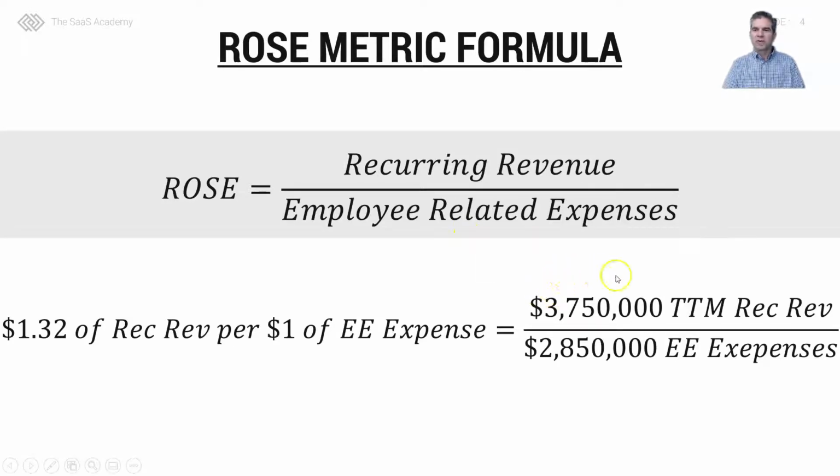So let's go through an example, and I measure this on a trailing 12-month basis. Let's say our trailing 12-month recurring revenue was $3.75 million. And also on the trailing 12-month basis, our employee-related expenses were $2.85 million. That results in a return or output of $1.32 of recurring revenue for every dollar of employee expense.